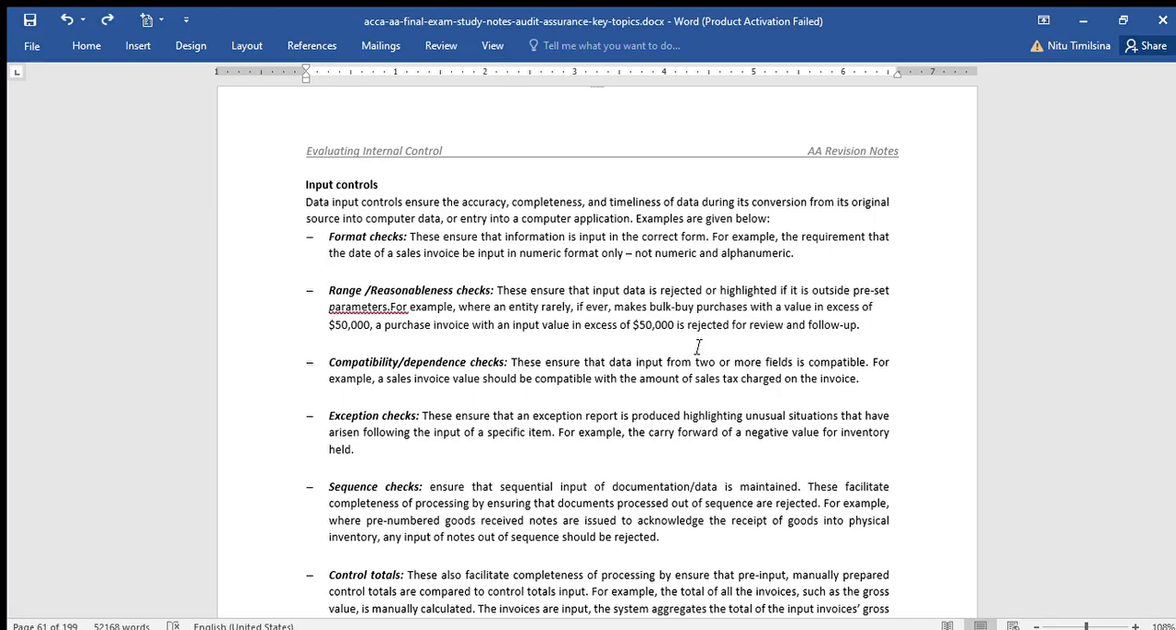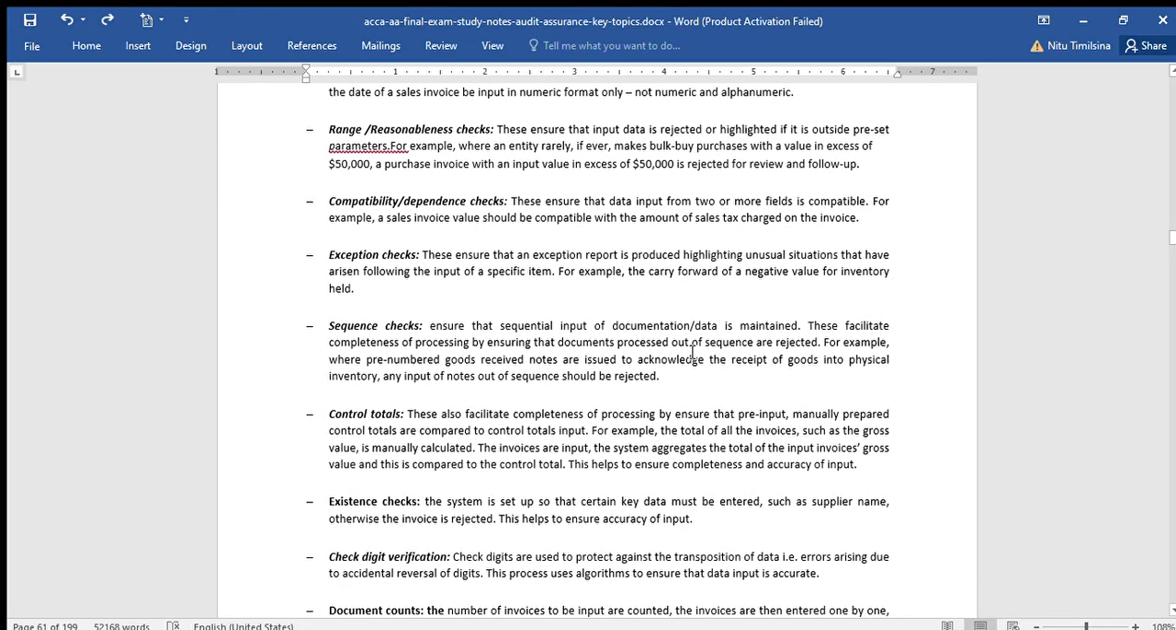Compatibility or dependence check. This ensures that data input from two or more fields is compatible. For example, a sales invoice value should be compatible with the amount of sales tax charged on the invoice. Data makes sense together.